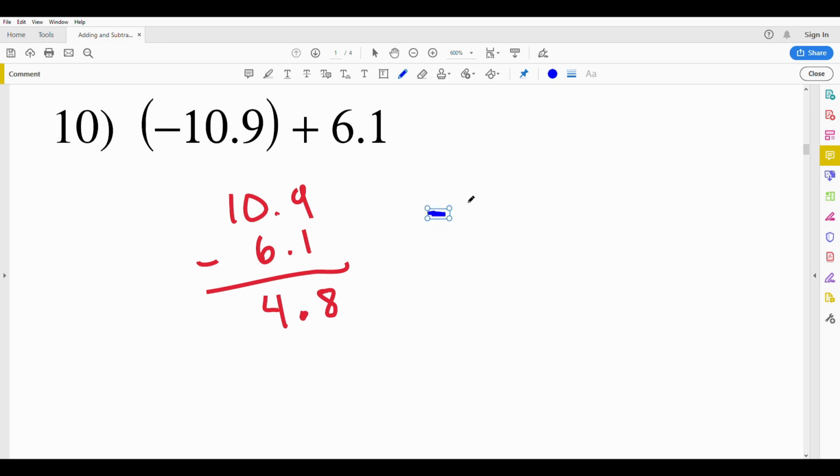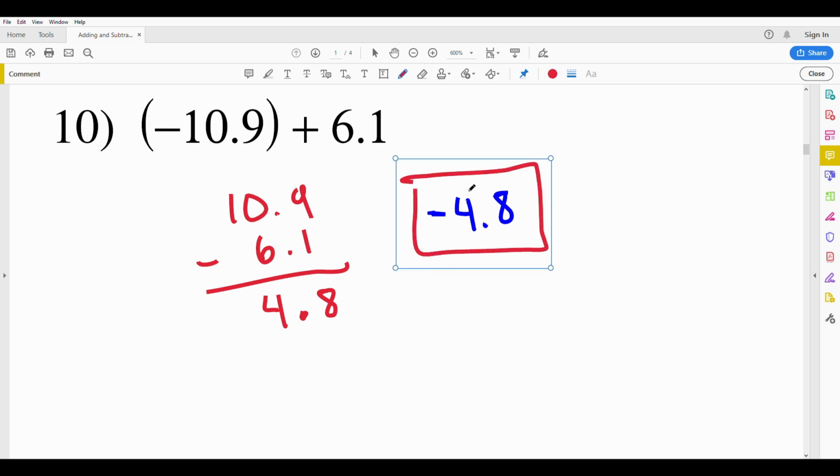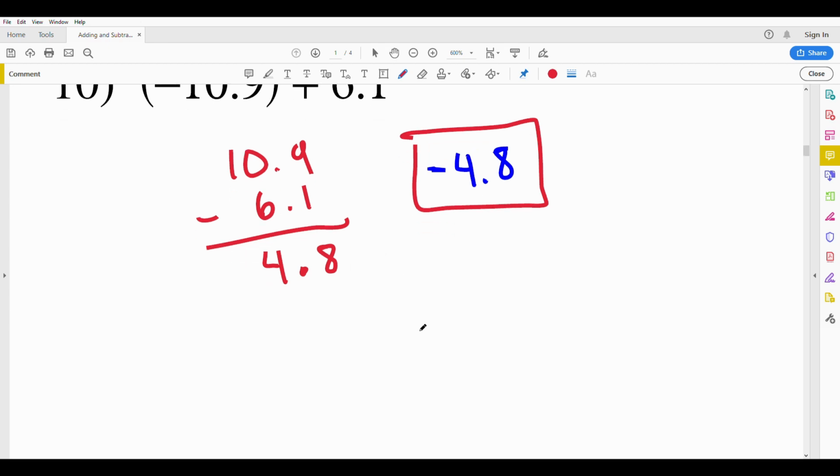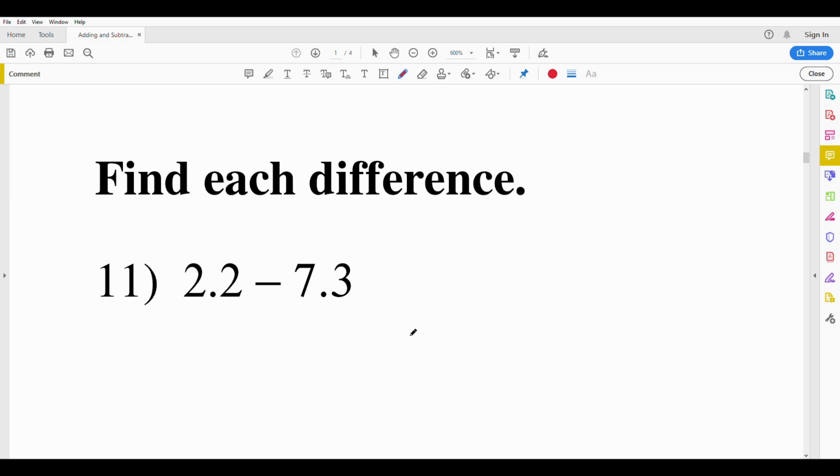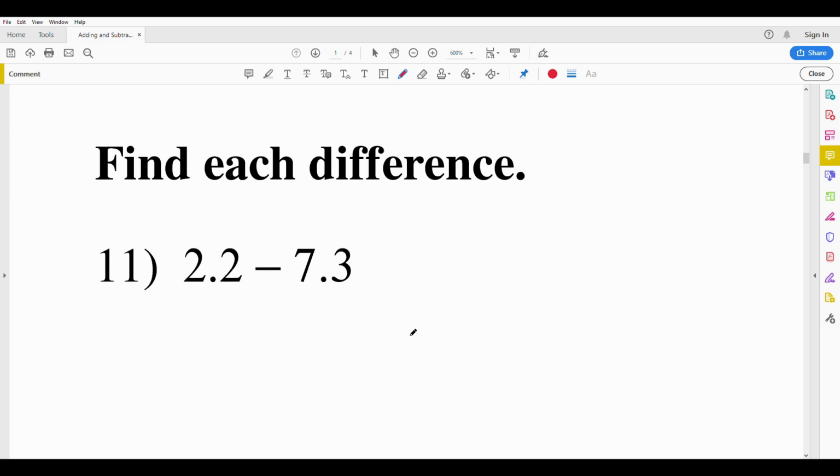So this is a negative 4.8. Negative 4 and 8 tenths is our solution in number 10. Let's continue on to the next section. In this next section, we're going to be finding each difference. And it's very similar to addition, because remember, adding a negative is the same as subtracting a positive, so subtracting a positive is the same as adding a negative.